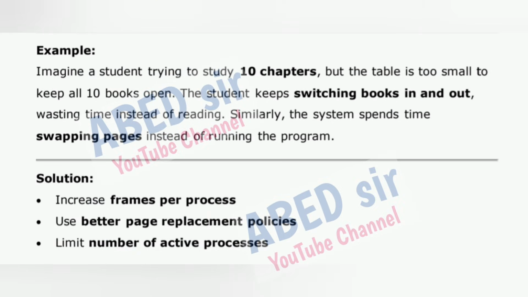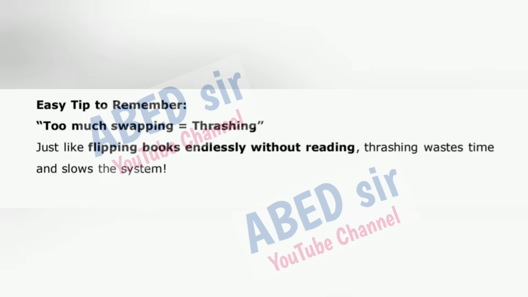Example. Imagine a student trying to study 10 chapters, but the table is too small to keep all 10 books open. The student keeps switching books in and out, wasting time instead of reading. Similarly, the system spends time swapping pages instead of running the program. Solution. Increase frames per process. Use better page replacement policies. Limit number of active processes. Easy tip to remember. Too much swapping is equal to thrashing. Just like flipping books endlessly without reading, thrashing wastes time and slows the system.